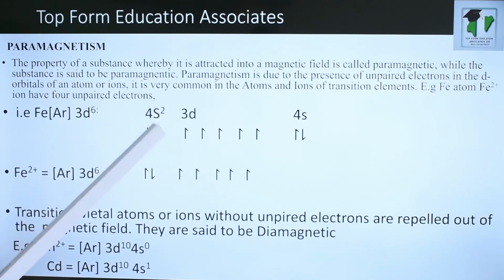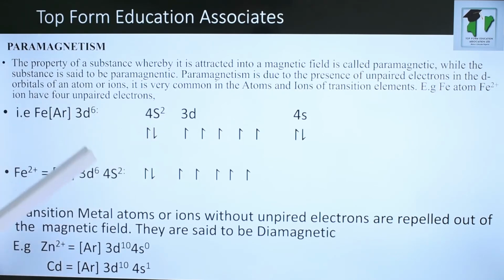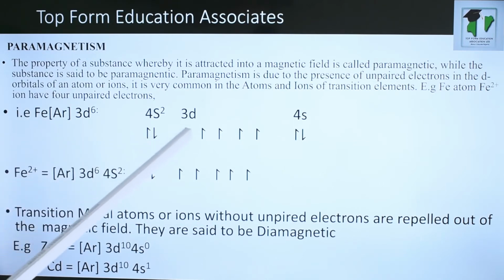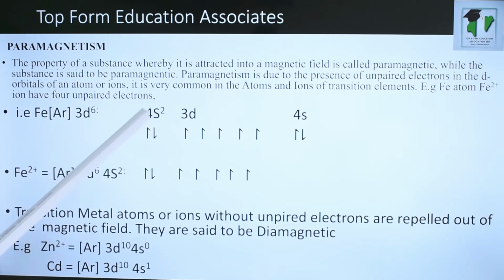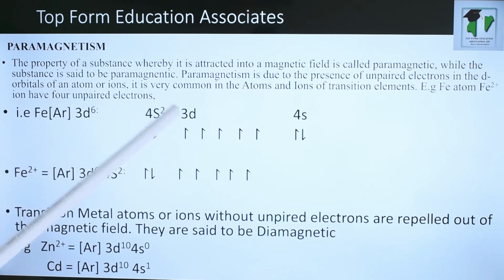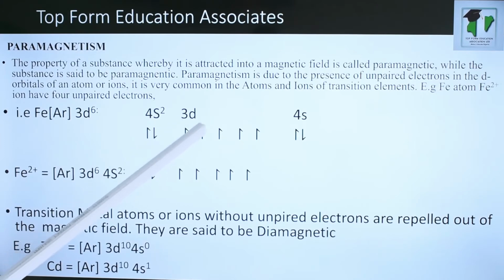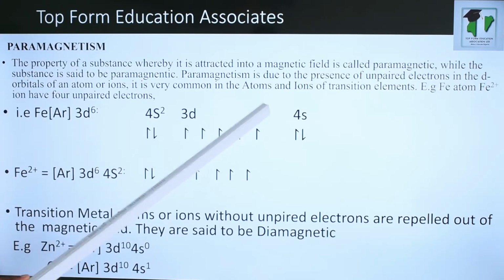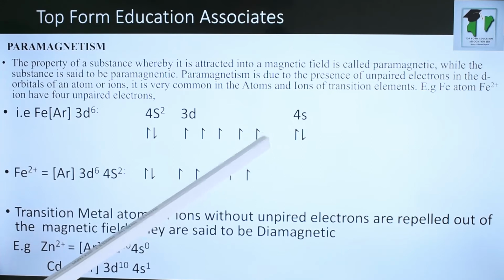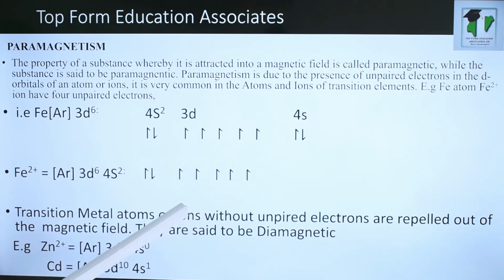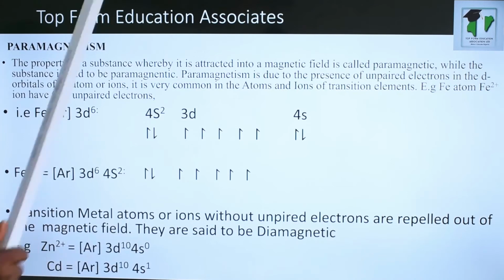So this is also part of the characteristics of a transition metal, paramagnetism. Take for instance iron. When we have the iron atom, look at the electronic configuration. The 4s2 has paired electrons, the 3d has single electrons, 1, 2, 3, 4, 5, and the 4s has only 2, and those 2 are paired. It is not paramagnetic at this stage, no.